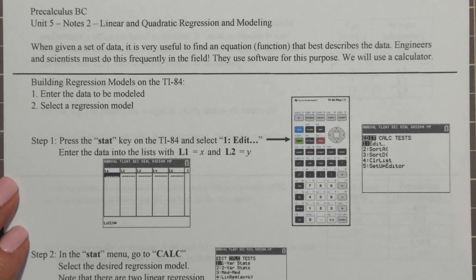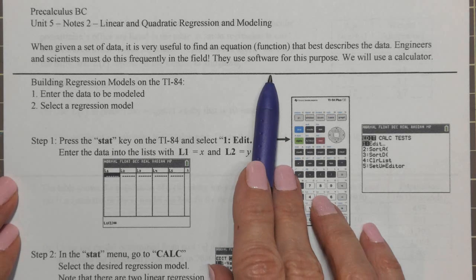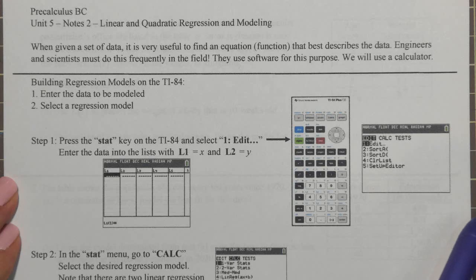Okay, this is a very useful technique to have in your hands. This is something that engineers and scientists have to do frequently. When they get a set of data, they have to find a model for it so that they can predict what best things to do for their purposes. They use computer software. We're going to be using our calculator.